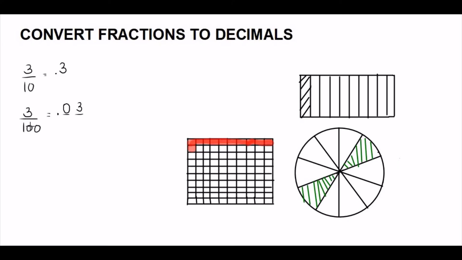So 0.03 is 3 by 100 in the decimal form. 3 by 1000, here there are 3 zeros. So after the decimal point there will be 3 places. So the number will be 0.003.